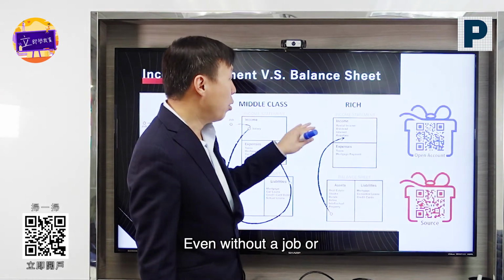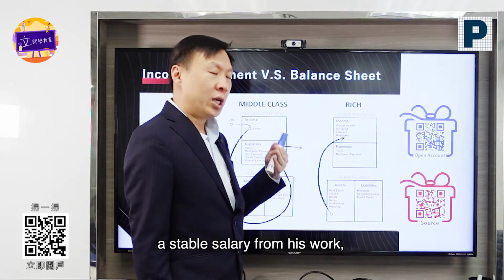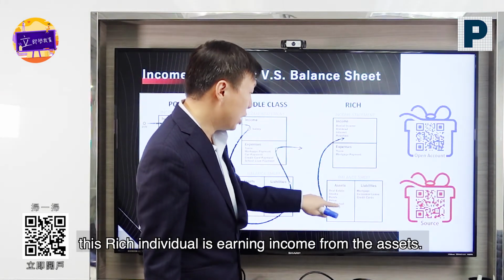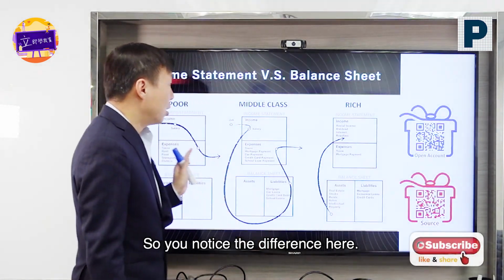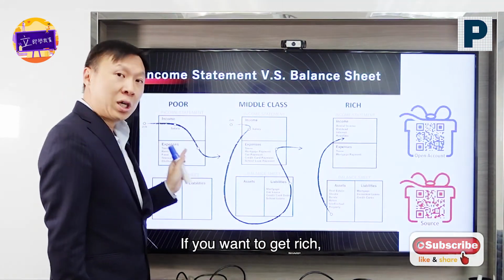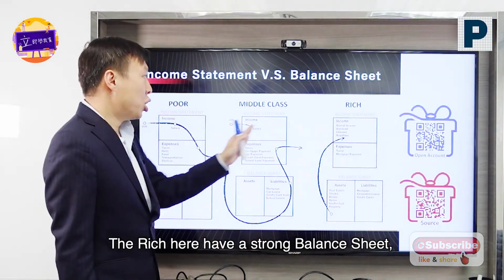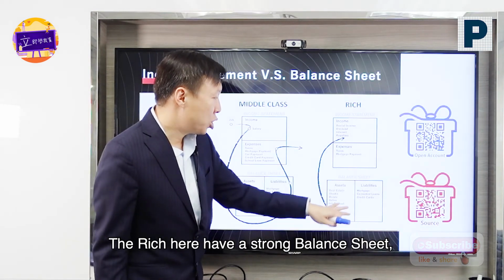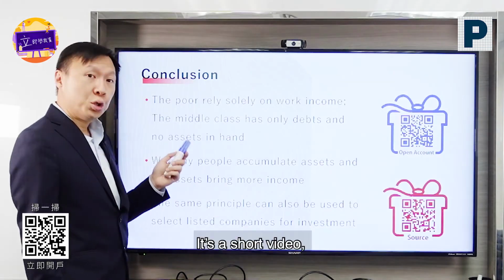Even without a job or a stable salary from work, this rich individual is earning income from the assets. So you'll notice the difference here. If you want to get rich, you have to accumulate your assets. The rich here have a strong balance sheet, and the assets in the balance sheet will bring him more income.